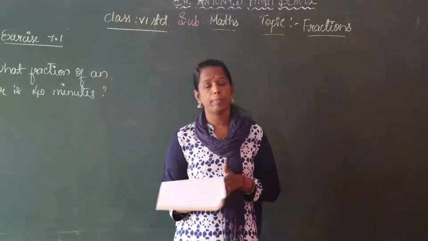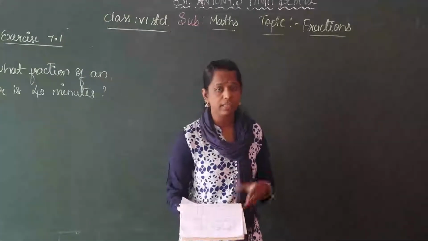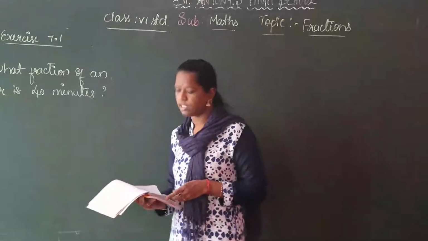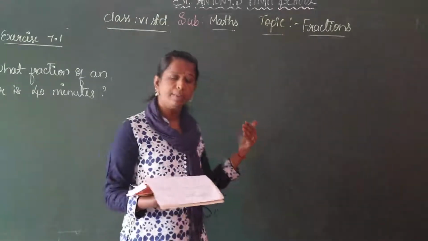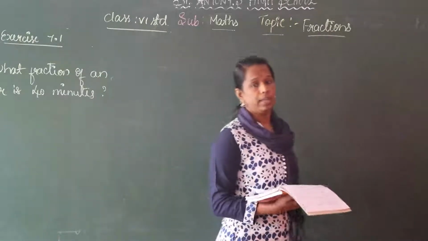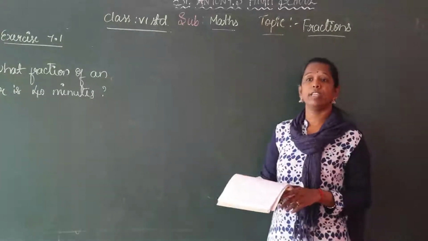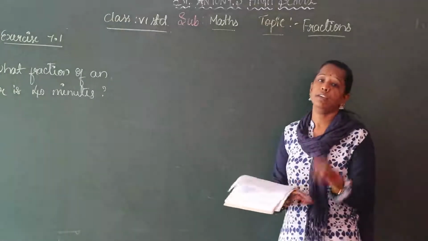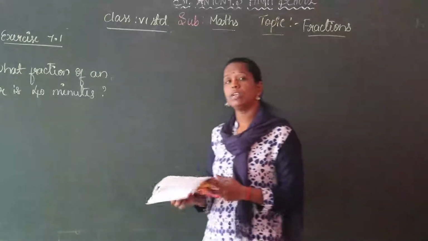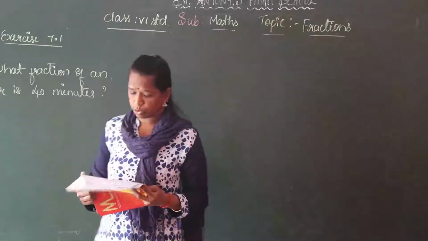Last class we discussed mixed fractions, improper fractions and proper fractions, and then exercise number 7.1, the first and second questions, that is proportion, the fractions representing the shaded portion. They have given some figures with some parts shaded. You have to write the numerator and denominator. So let us discuss the third question.